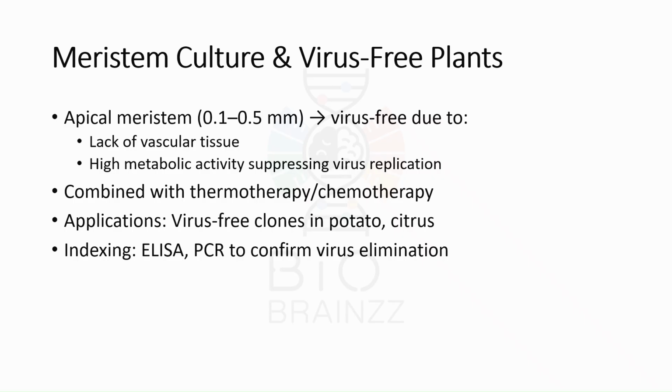The primary application of meristem culture is the production of virus-free clones in economically important crops like potato and citrus. To confirm the absence of viruses, indexing techniques such as ELISA and PCR are employed. This method is particularly significant in agriculture because viral infections can severely reduce crop yield and quality, making disease-free planting material essential.